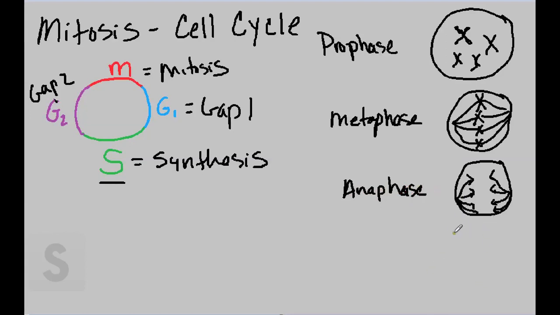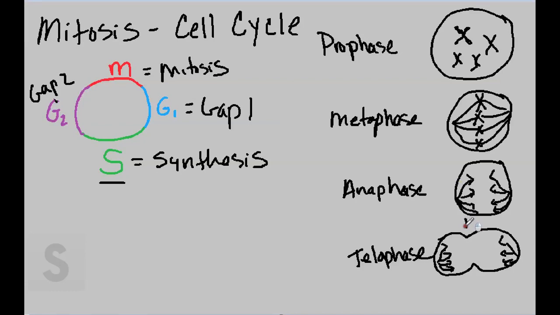And then finally, we have telophase. Now in telophase, the chromosomes get pulled completely apart to the different poles by the spindle fibers. And then the cell gets ready to undergo the process of cytokinesis. This is where the cell actually splits and goes from one cell to two daughter cells.